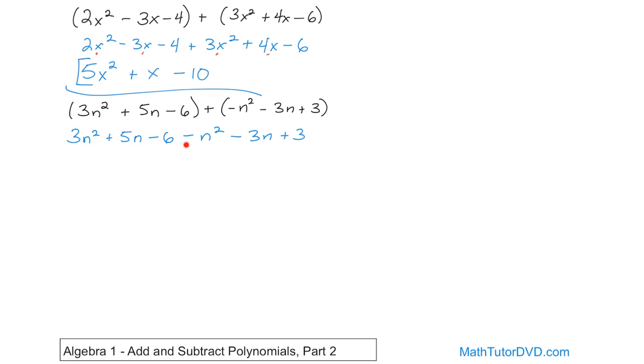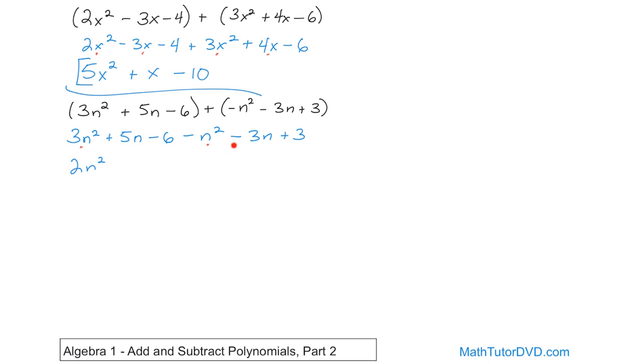So 3 minus 1, that's how you read that. 3 minus 1 is 2, so it's going to be 2n squared. And we'll put a dot here to show that we've looked at these guys. Now, we continue looking. This 5n is a like term with this.